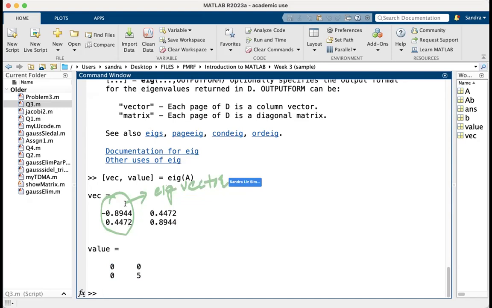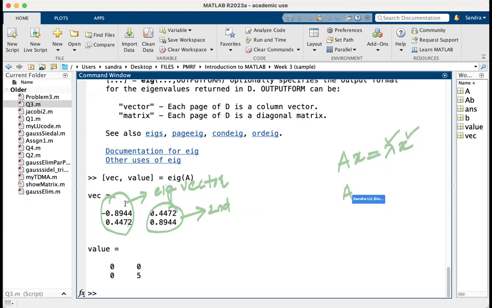And the second column corresponds to the second eigenvector. This is the second eigenvector. Now there will be a question: what are the corresponding eigenvalues? You remember there is an equation like this, AX is equal to lambda X. So for a particular eigenvalue, there is a particular X.